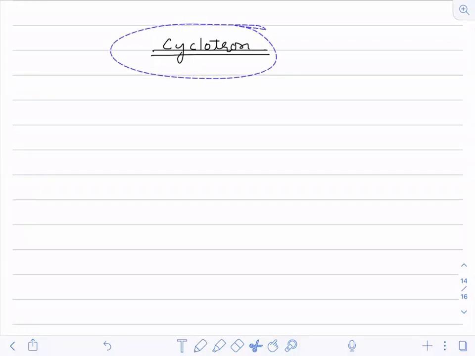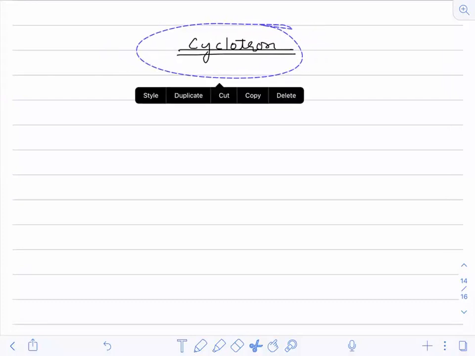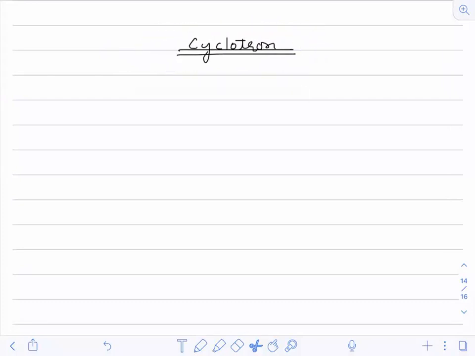They can ask you this question in competitive exams also. Okay, so let us see what the cyclotron is, and then we will analyze it in detail.